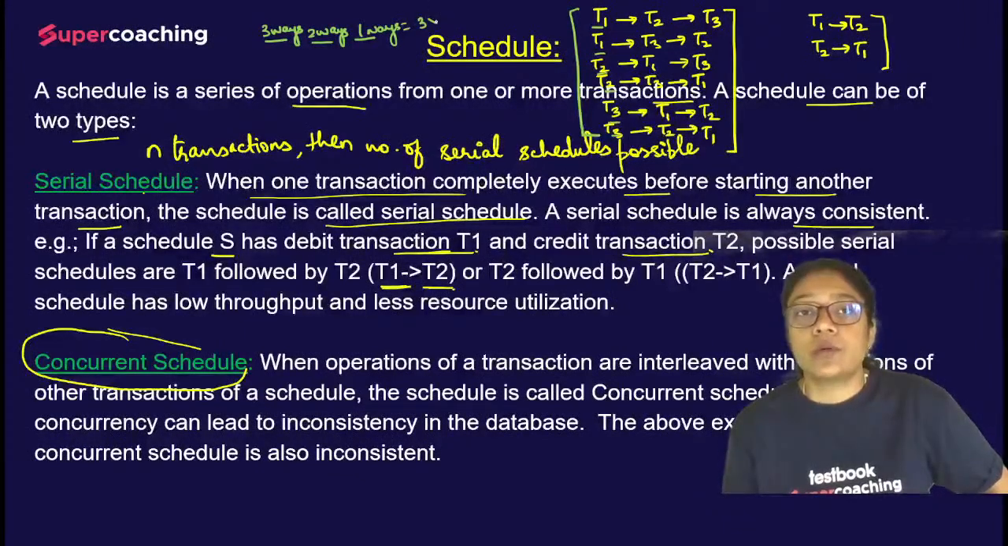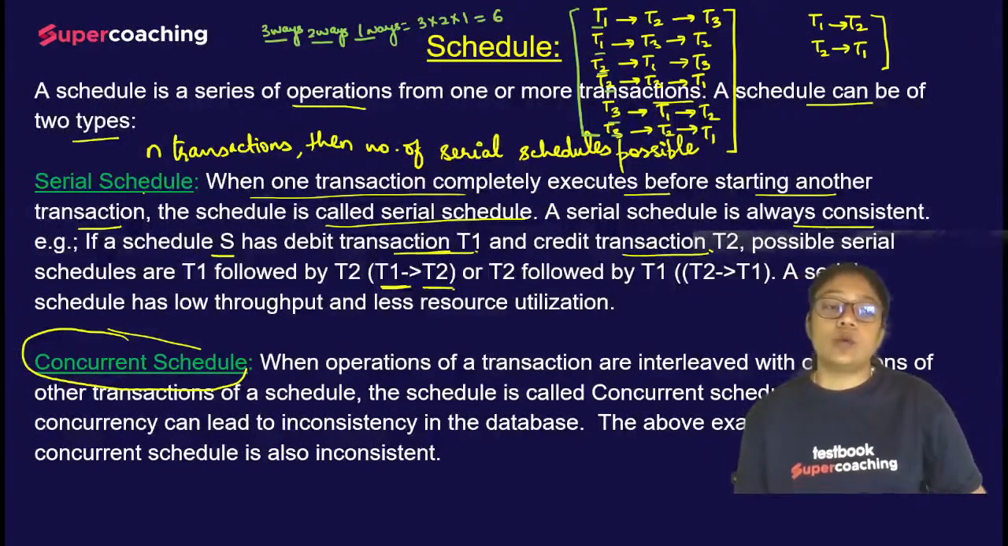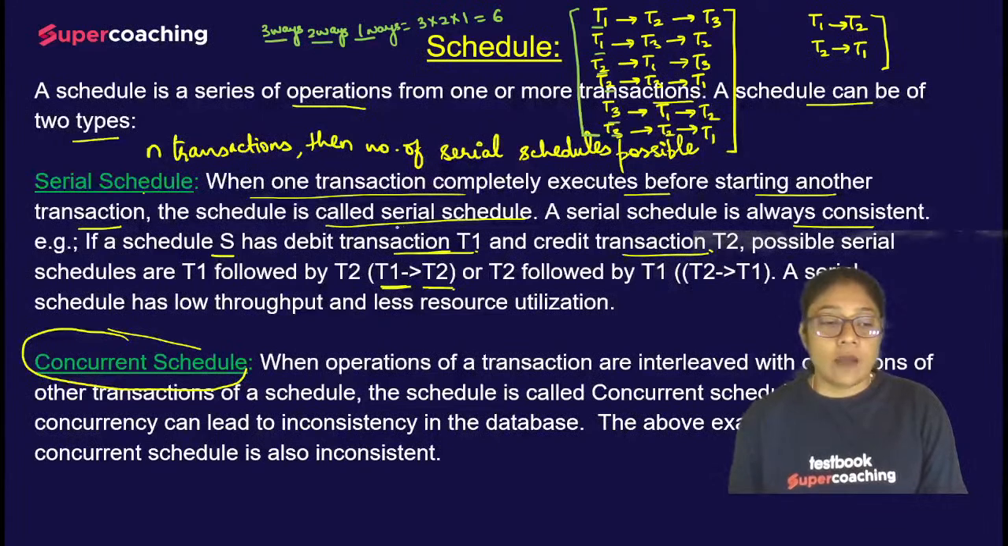So it comes out to be 3 into 2 into 1, that is nothing but 6. So 6 serial schedules are possible. Have you got the hint?